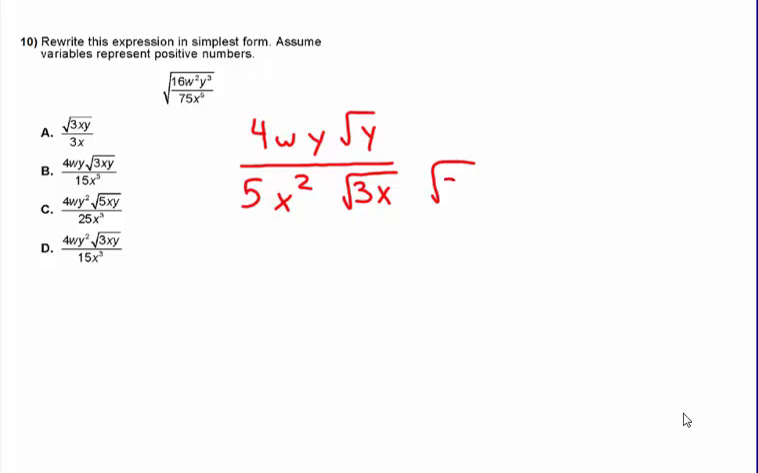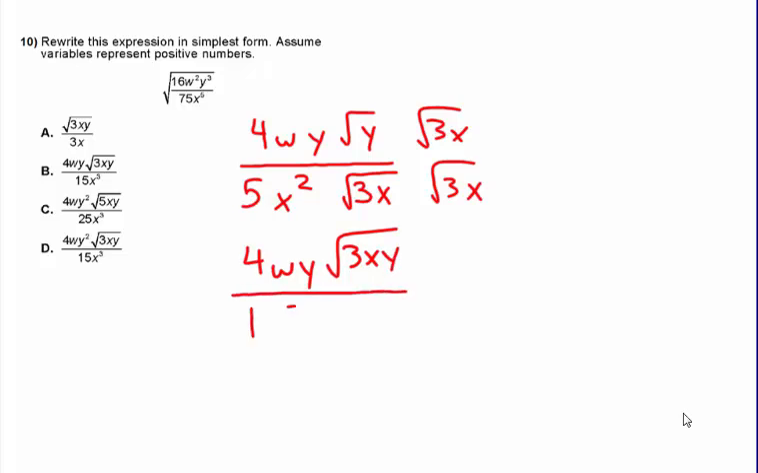Now we have to rationalize the denominator. We can't have a radical there, so we multiply the numerator and denominator by square root of 3x. Then after we do that, we do need to check to make sure we can't reduce anything, and we can't, so that is our final answer.